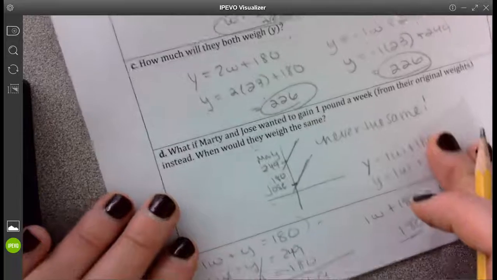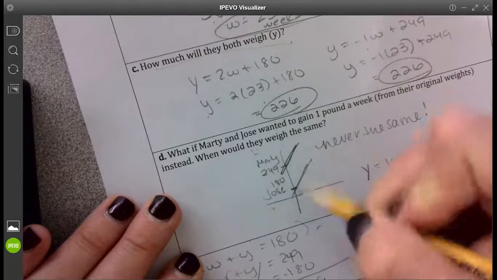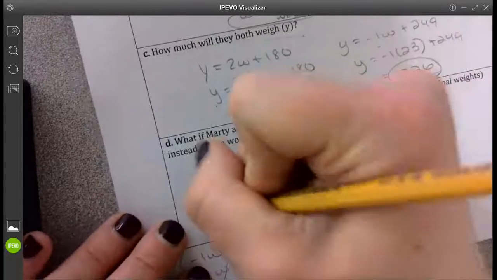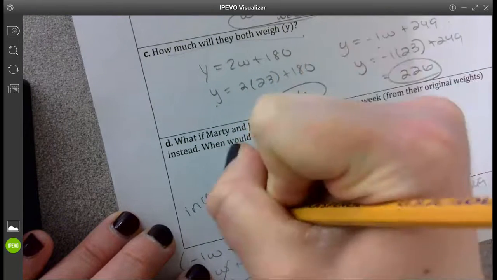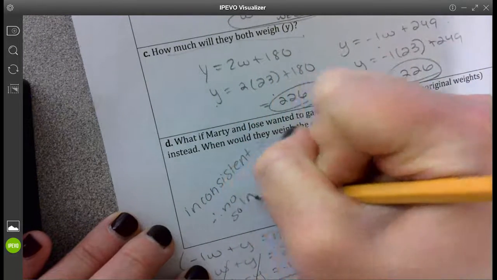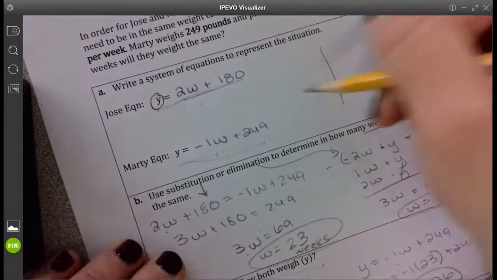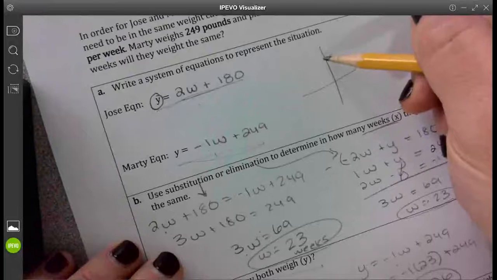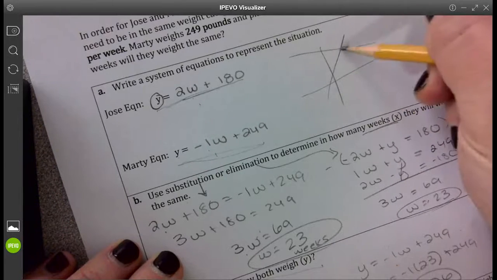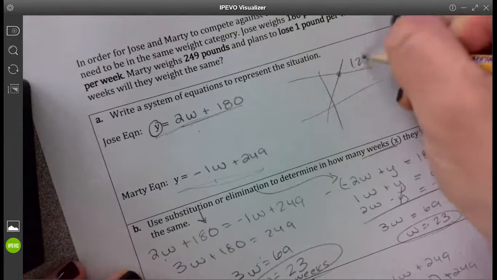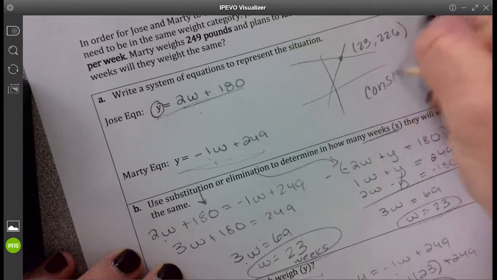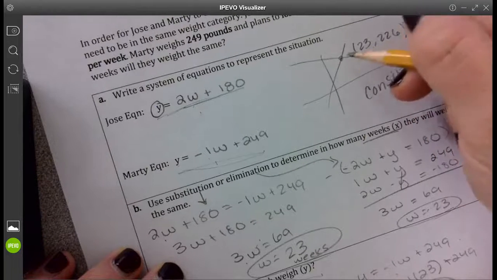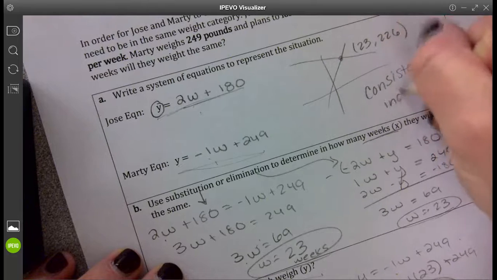Okay, so when you have parallel lines that don't intersect, this is classified as an inconsistent system. Therefore, no solution. It's inconsistent. When you have a consistent system here, where they intersect at one point, that 23, 226, that is a consistent system. And because you have one solution, you are independent.